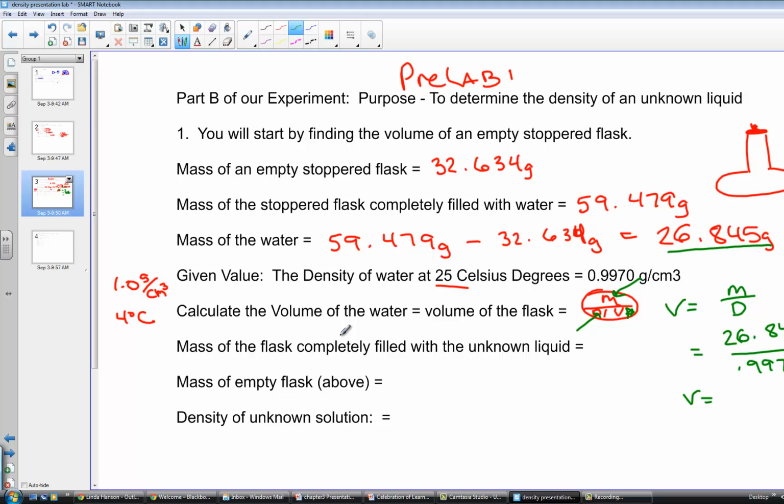$26.845 divided by 0.9973. My calculator is saying 26.918 cubic centimeters. And there's your volume right over here, just simplified. 26.918 cubic centimeters.